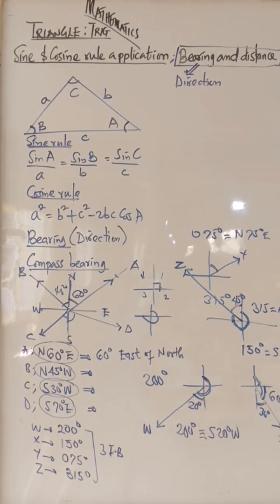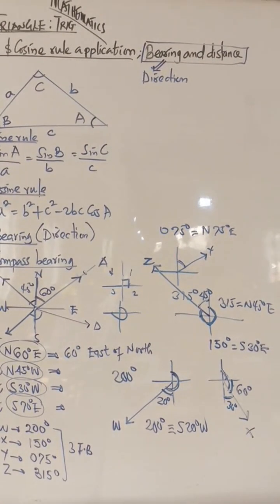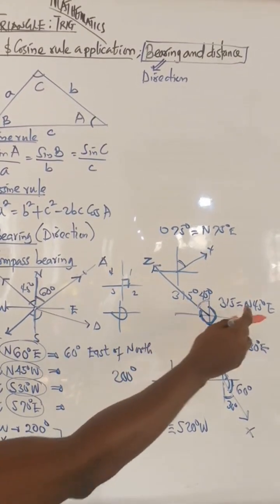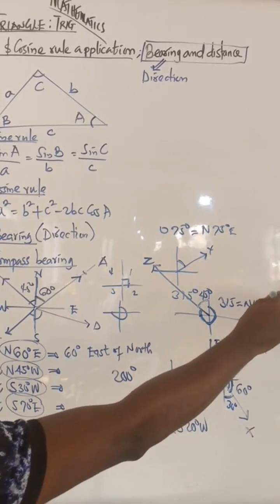Let's now move further. There is a slight error here. This direction is actually between north and west. So this is 45 degrees west of north.